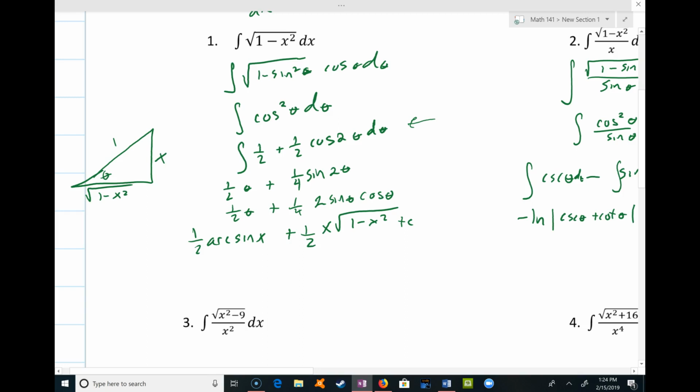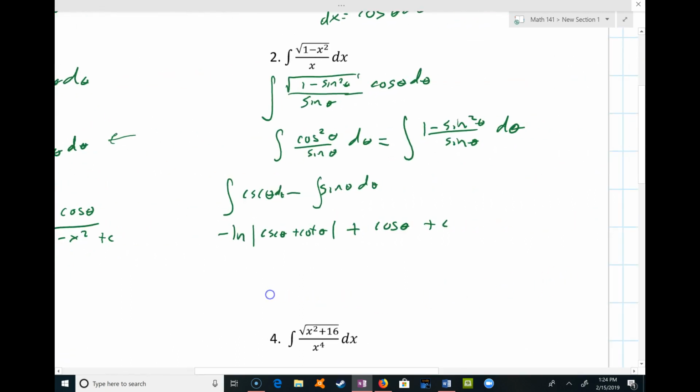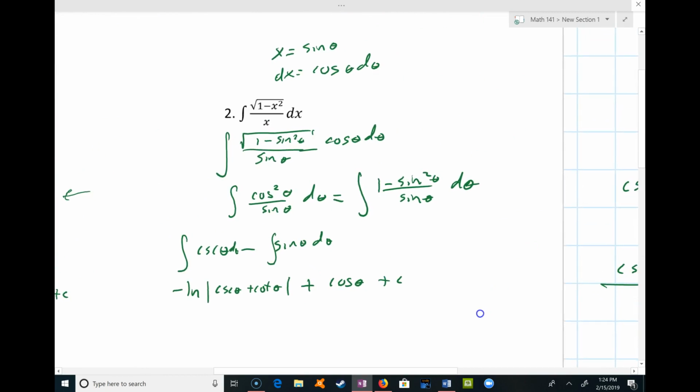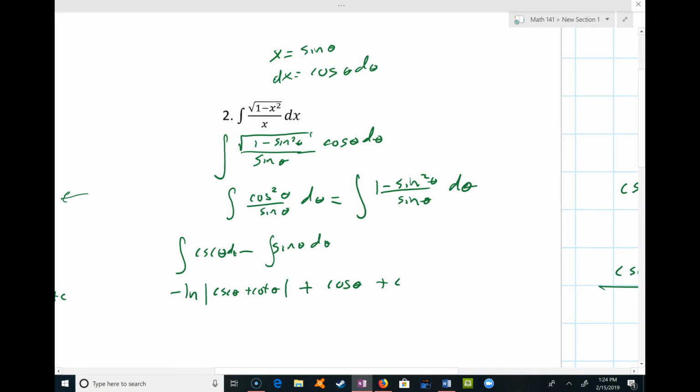So take your time and look that through, make sure it makes sense. Okay, then this one I did x equals sine theta, dx equals cosine theta d theta. And again, make my substitutions here, and it ended up being cosine squared over sine, which is not a nice thing because they're derivative of each other, but the cosine squared messes with me. So I switched the cosine squared to 1 minus sine squared, and then got this.